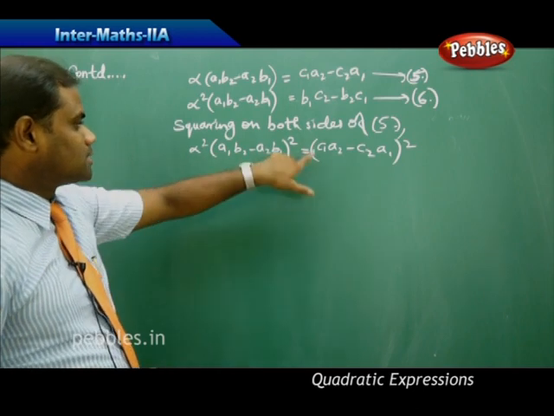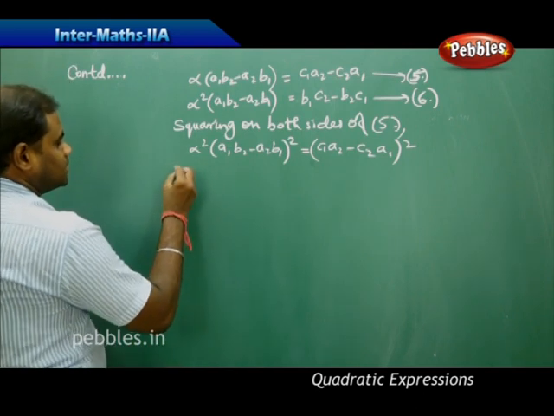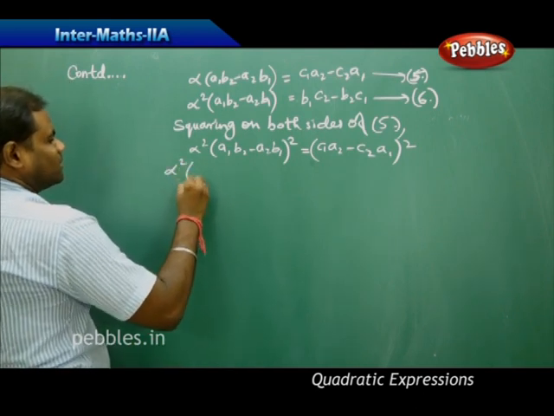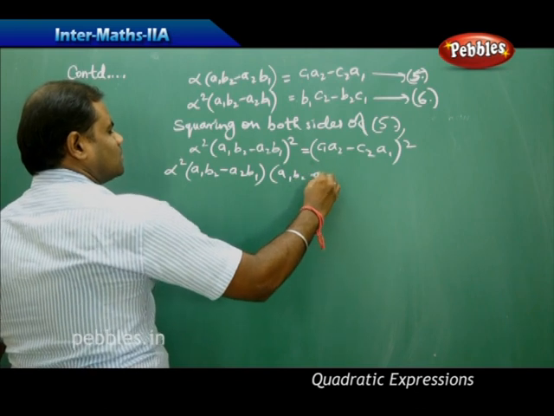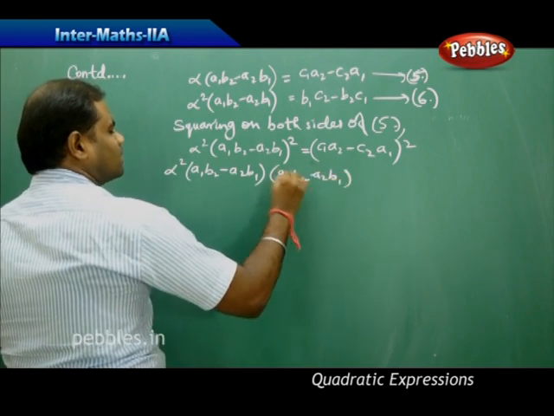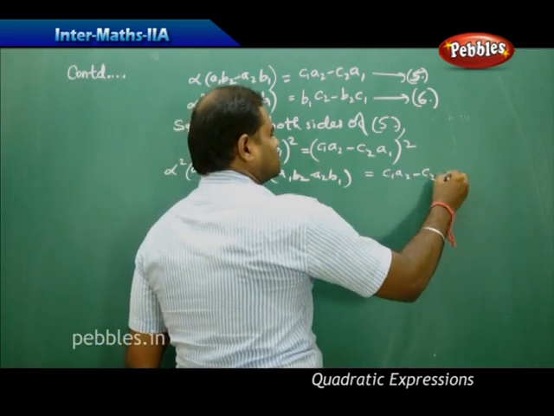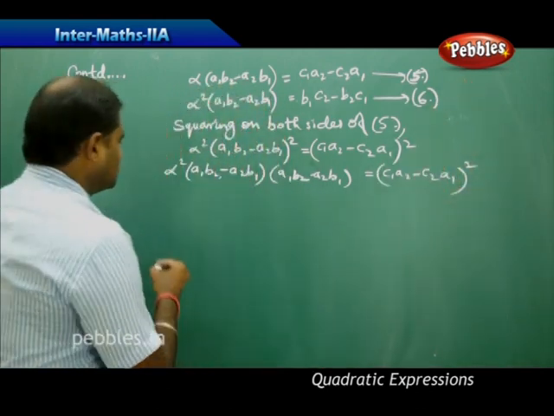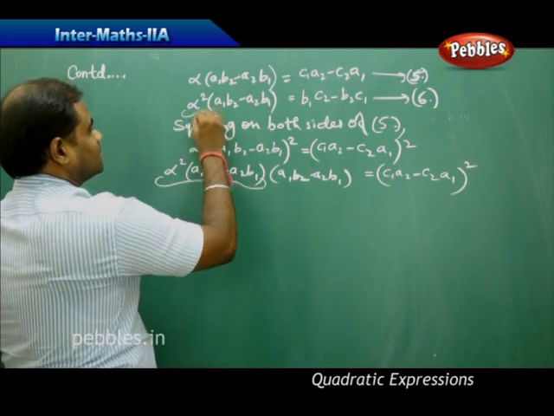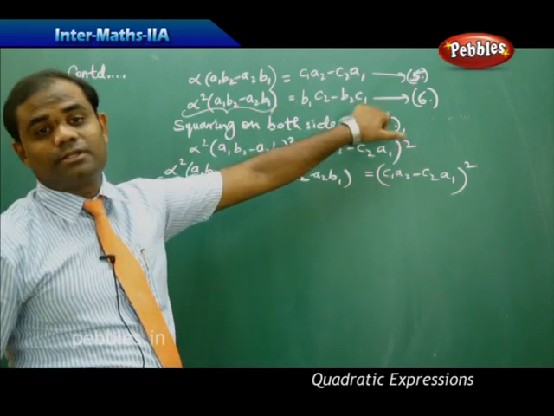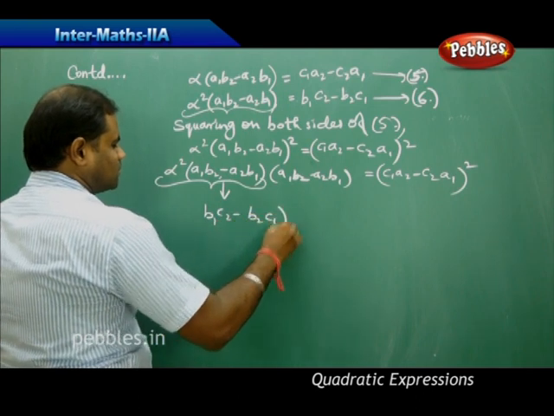Now I try to use equation 6 in this, is the intention behind. So in this case I can split this as alpha square times a1 b2 minus a2 b1 times a1 b2 minus a2 b1, because this is square which can be split into two different terms, that is equal to c1 a2 minus c2 a1 whole square. The reason behind splitting the two terms of the square is that from equation 6 I have directly alpha square of this as b1 c2 minus b2 c1. So this can be substituted for this.